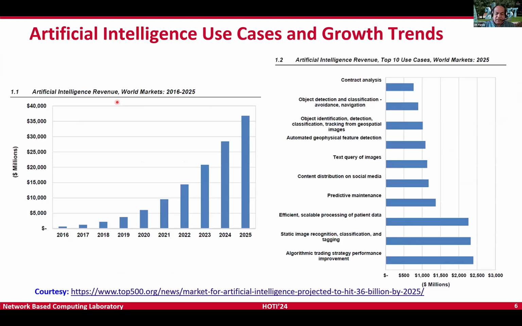Here is a very high level view, just to get a feel. There are a lot of market predictions out there, and we are just using two of these, as shown below. It shows how there has been an exponential increase in the market.